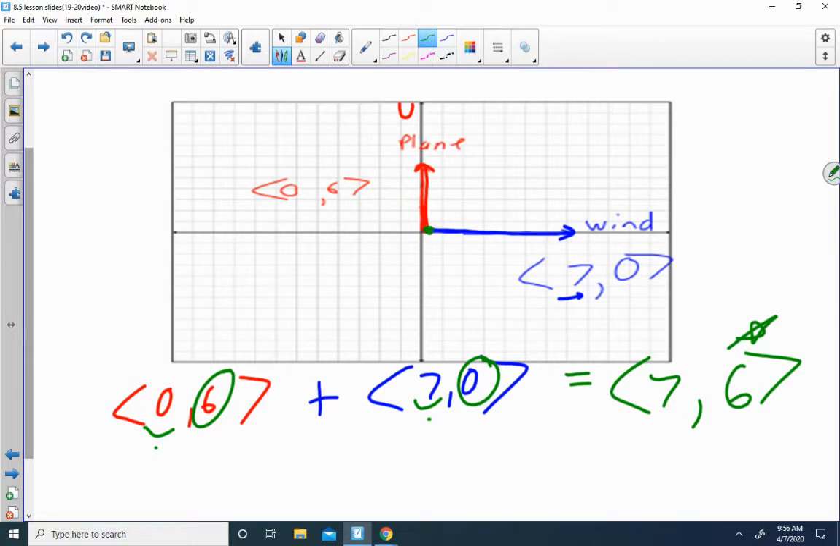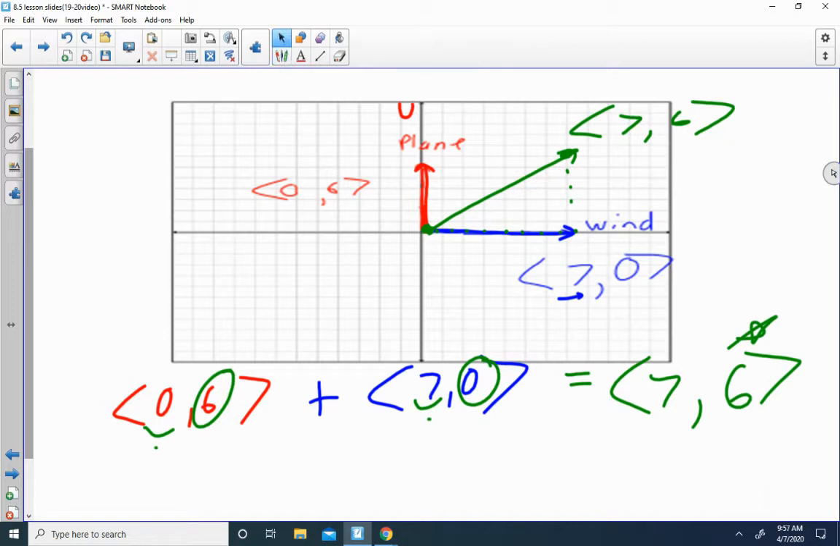Or in other words, this is the actual direction your plane would be going. It would go 7 units this way, 6 units up, and it would be like that. That is where your plane would actually be going with the wind forcing it with its vector. And it's really as easy as that. Adding vectors, you just add the horizontal movements, you add the vertical movements, and you're done. Piece of cake.